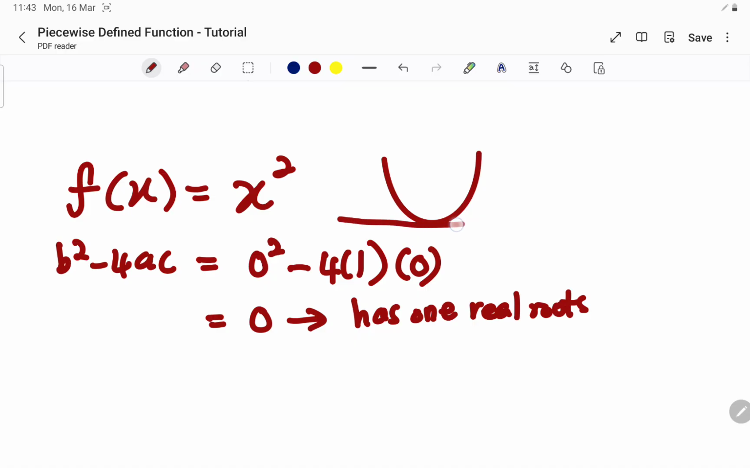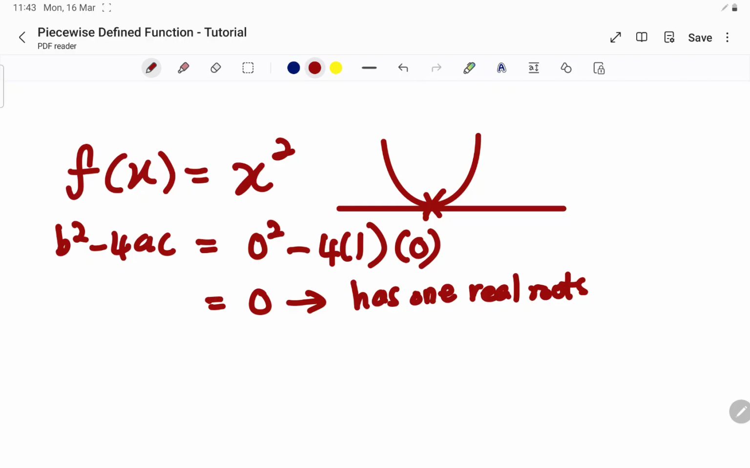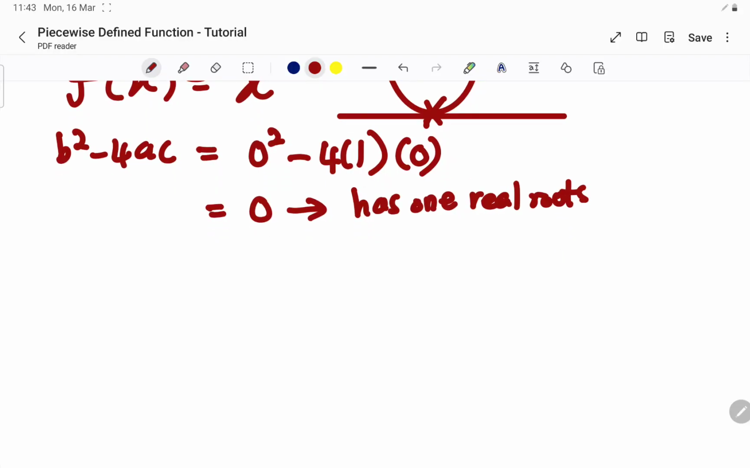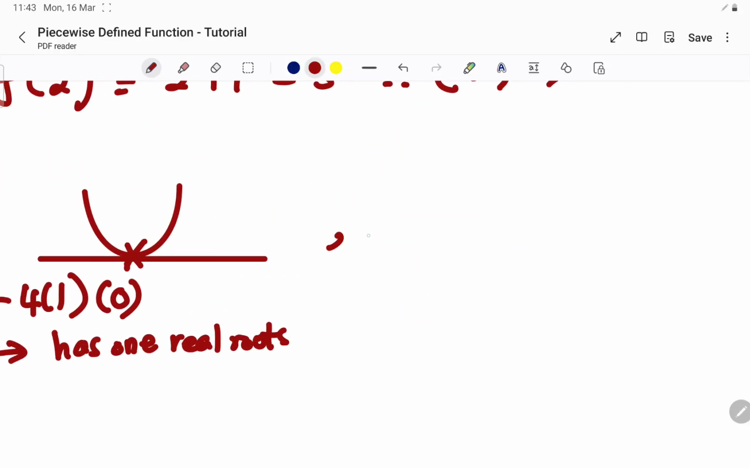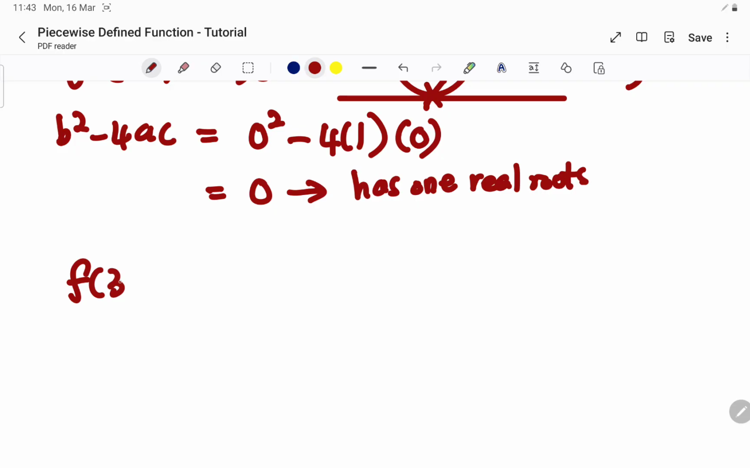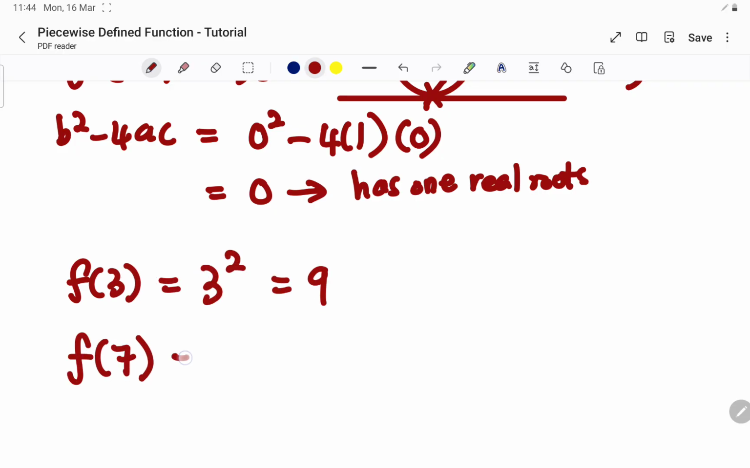So by right, this is your quadratic function. So where is the root? Here, only one real root. Okay, so now it's easy for you to draw. The range that they provide to us is x between 3 until 7. So find f3, you're going to get 3 square equal to 9. Then find f7, you're going to get 7 square equal to 49.